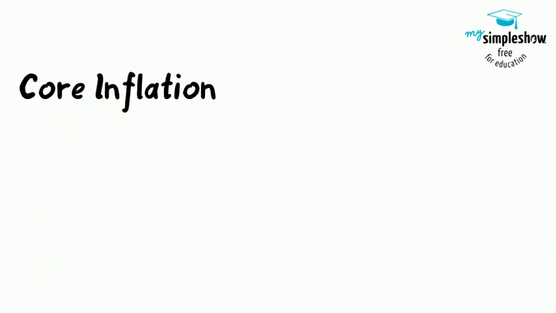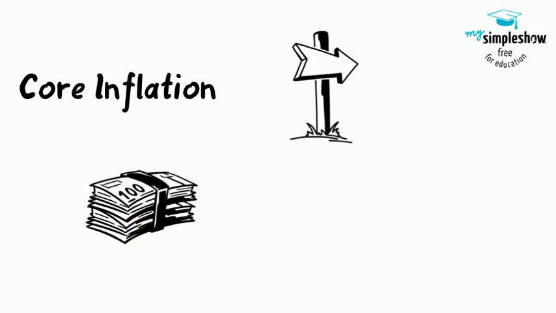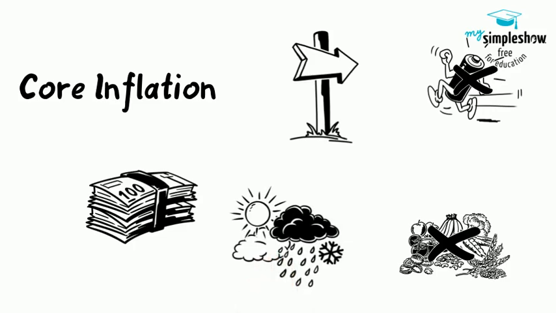Core inflation. Economists typically calculate a core inflation index by taking the CPI and excluding volatile economic variables. In this way, economists have a better sense of the underlying trends in prices that affect the cost of living. Examples of excluded variables include energy and food prices, which can jump around from month to month because of the weather.